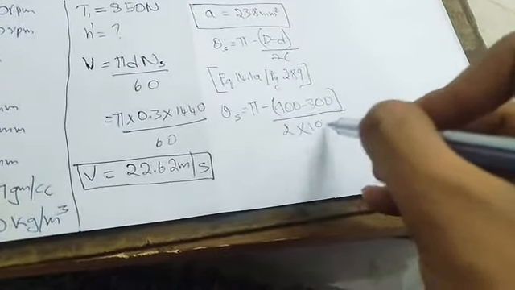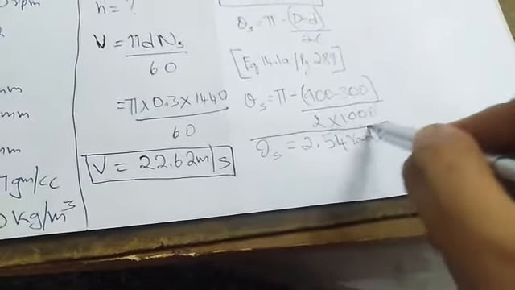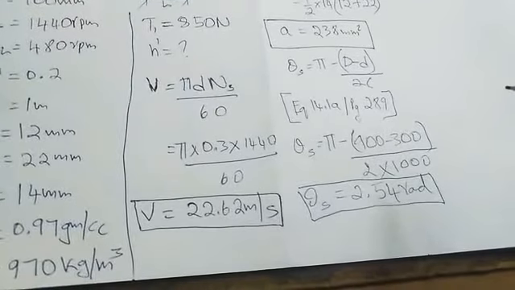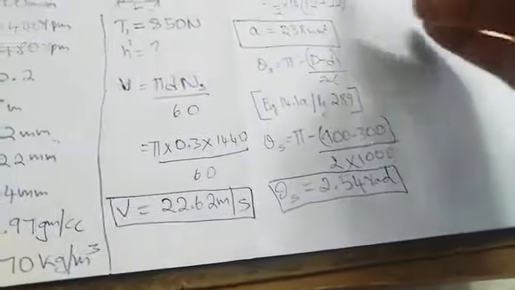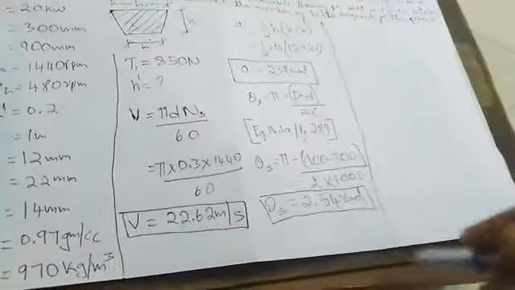So the value of theta s is given by 2.54 radians. So now we can proceed to find the number of belts they have given.